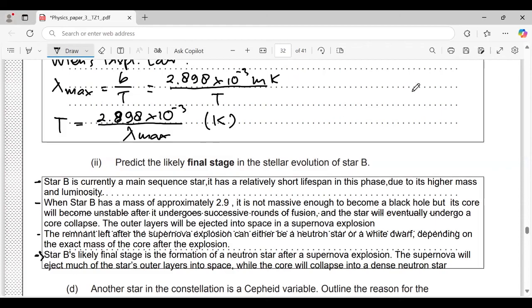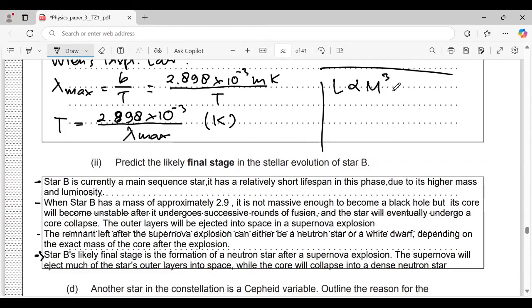I would like to show you the relation between mass and luminosity. The final state in the evolution of a star depends on its mass and luminosity. The relation is that luminosity L is proportional to m cubed. So the luminosity of the star is proportional to mass cubed.